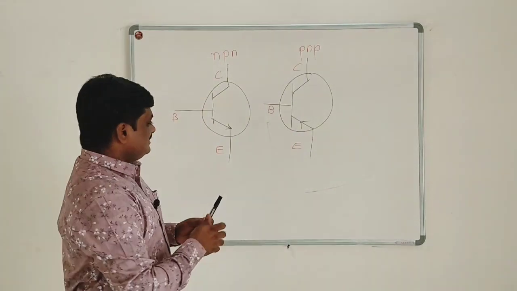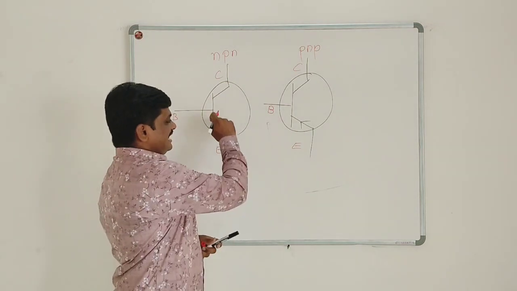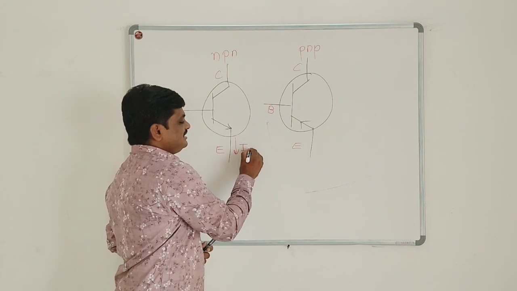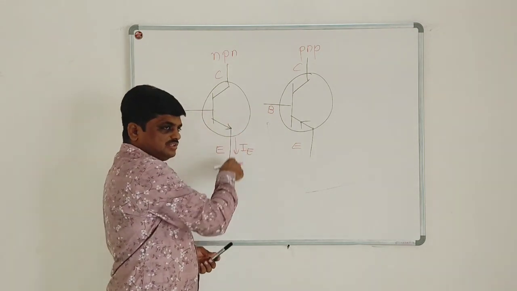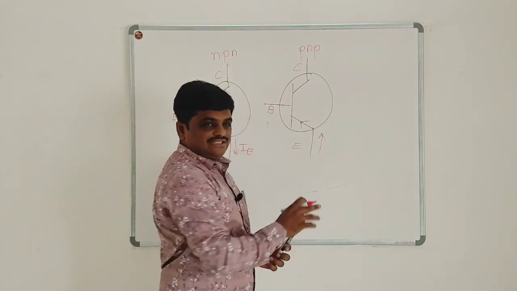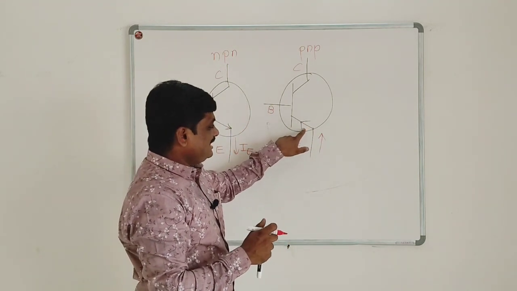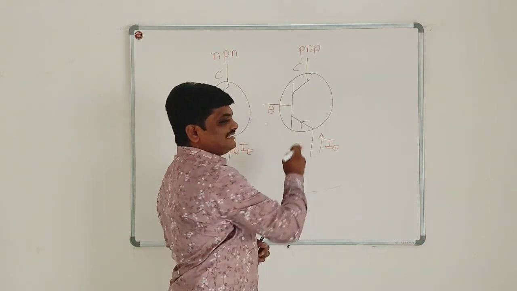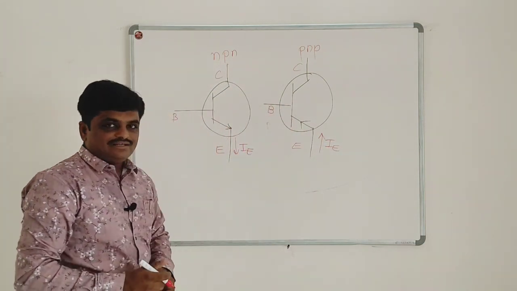So that is why in NPN transistor, as this arrow is in the outward direction, the direction of conventional emitter current is outward, that is out of the emitter terminal, while in this PNP transistor, the direction of conventional emitter current is inside the emitter terminal, that is inward.